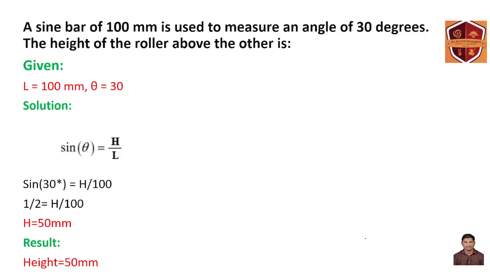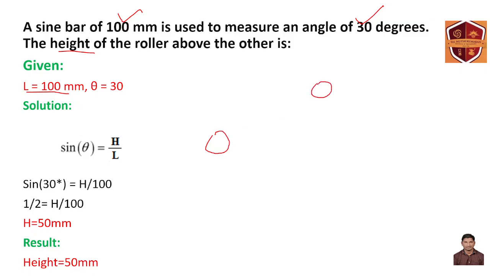For example, take one problem. A sine bar of 100 mm is used to measure an angle of 30 degrees. The height of one roller above the other is? So here the length is given and the angle is given. What we are asked is the height. The sine bar length is 100 mm.